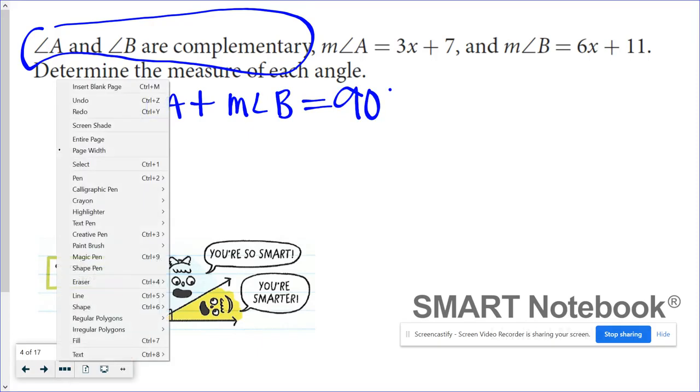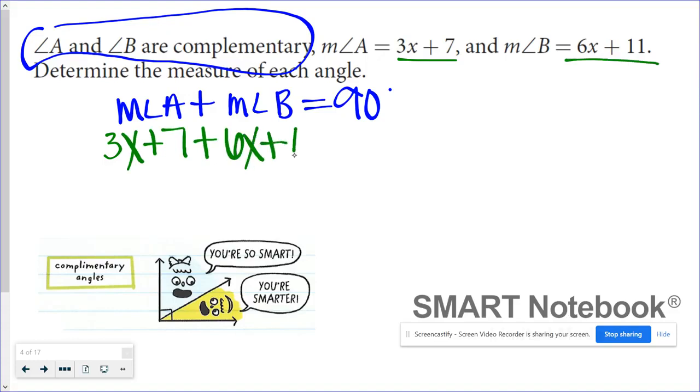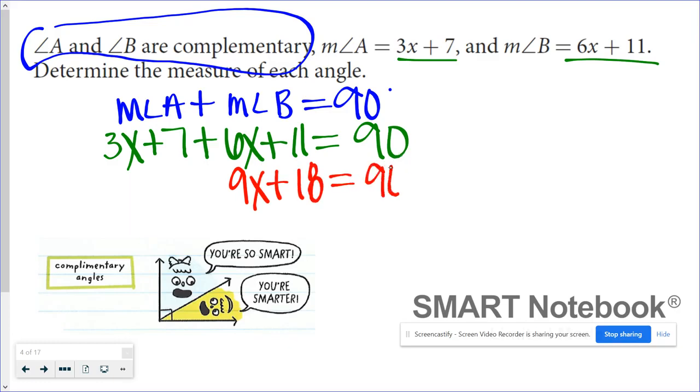Now, they told me that the measure of angle A is equal to 3x plus 7, and that the measure of angle B is equal to 6x plus 11. So I'm using my angle addition postulate to create an equation here using the definition of complementary. The rest is a matter of some really amazing algebra skills of mine. Let's see if I can prove those skills here. So I have 9x plus 18 is 90.